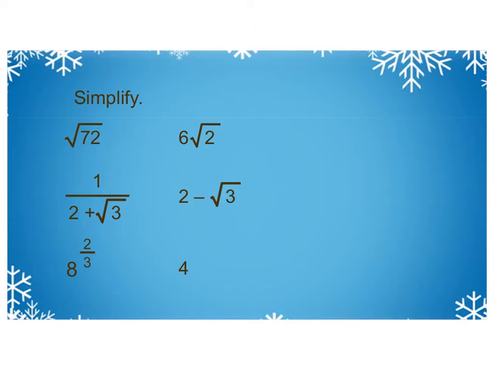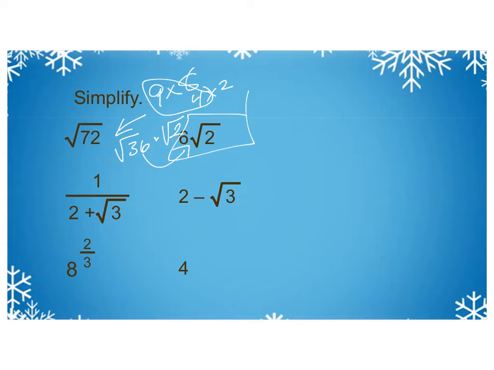This is the opener, right? Remember that 72 is 9 times 8. 9 is a square. 8 is 4 times 2. So 36 times 2. So this becomes the square root of 36 times the square root of 2. Square root of 36 is, of course, 6, which gives us 6 root 2.